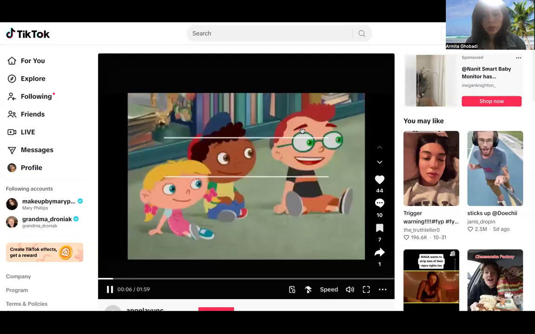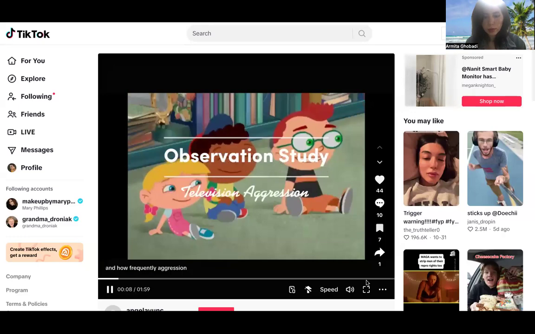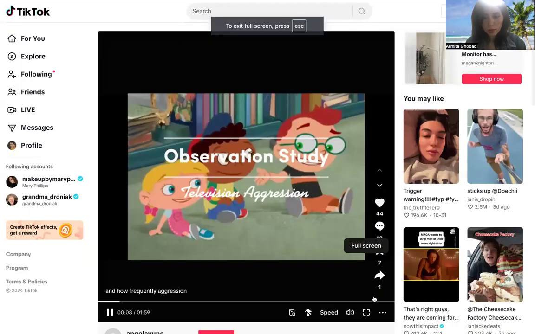Our project. The purpose of the study was to analyze what type and how frequently aggression is shown in television programs watched by kids.